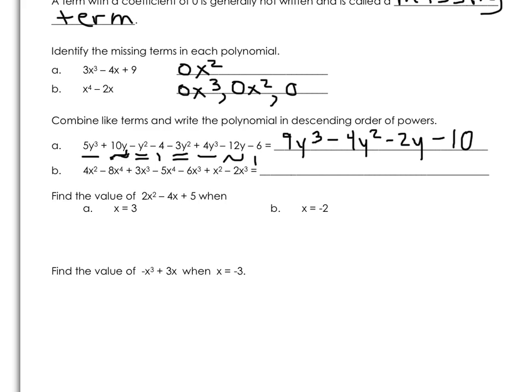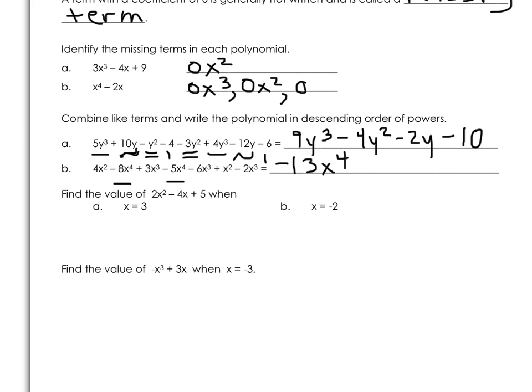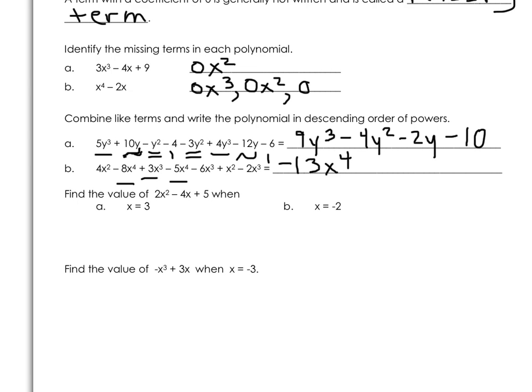So our next example, B, we're looking for the highest exponent. Do you see it? I think there's two terms with x to the fourth. That's minus 13x to the fourth. What's our next highest power? X cubed. I see 3x cubed. I see minus 6x cubed. And don't forget the minus 2x cubed. So plus 3 minus 6 is minus 3. Minus 3 minus 2 is minus 5x cubed.